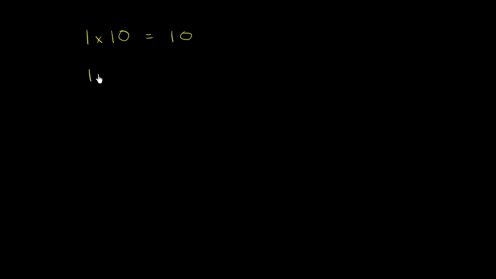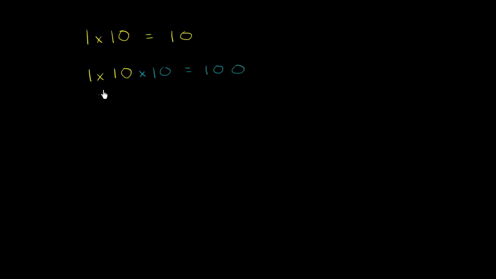So let's do 1 times 10. And now let's multiply by another 10. Let's multiply by another 10. So what's this going to be? This is going to be 1 times 10, which is 10, and then that 10 times 10. So it's literally 10 tens, or 100.